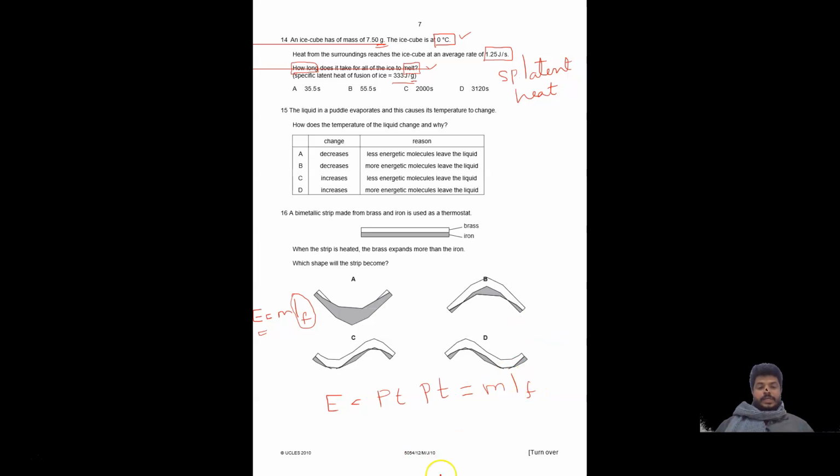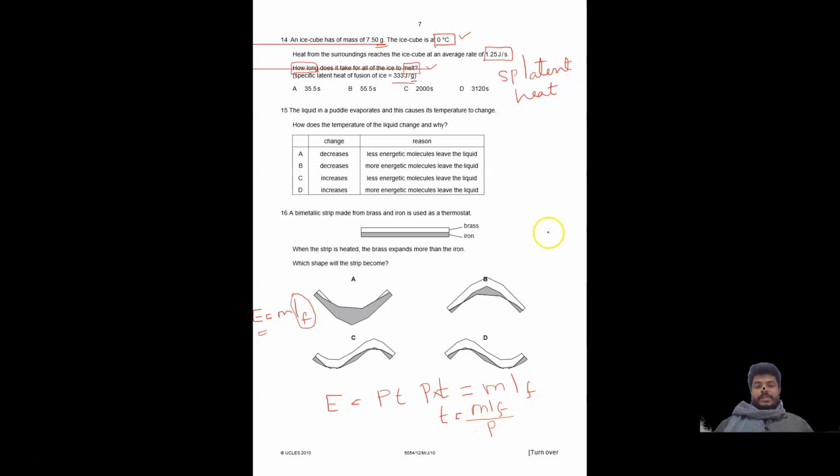energy is mass times LF, where LF is the latent heat of fusion. Now I want to find how long it takes, so I want to find the time. So time equals mass times LF, latent heat of fusion, divided by power. The numerator, when we take it to the other side, becomes the denominator, right? Later you substitute all the values. The mass value is 7.5, latent heat of fusion is 333, divided by the power.